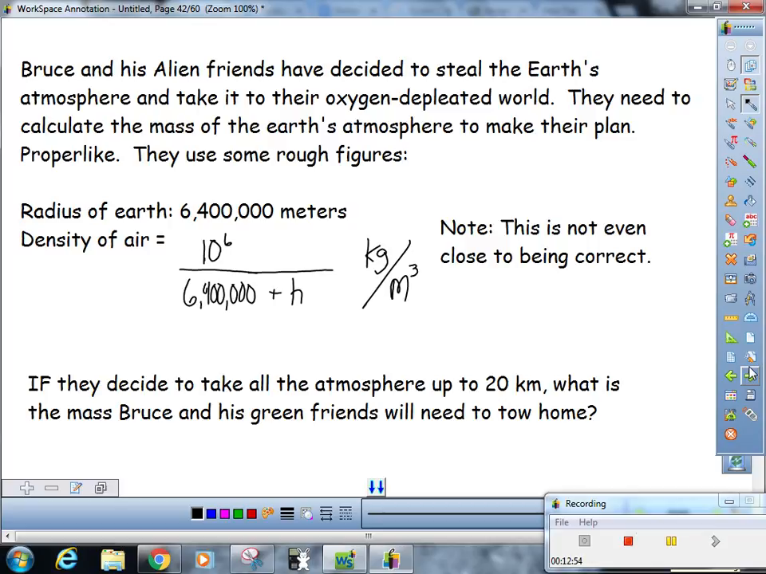Okay? Bruce walked in first. Sometimes I think he might be an alien, so I chose Bruce. Okay? They've decided to steal the Earth's atmosphere. Okay, they're going to take it back.